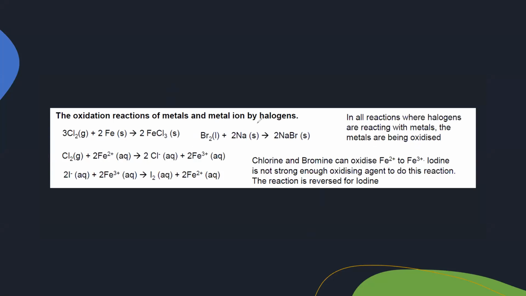Now oxidation reactions of metal and metal ion by halogen. For example, if chlorine is added to iron, it forms iron(III) chloride. Chlorine is 0 oxidation number, iron is 0, but in iron(III) chloride each chlorine is -1, 3 will be -3, so iron will be +3. So chlorine 0 becomes -1, that is reduction, and iron 0 changes to +3, that is oxidation.